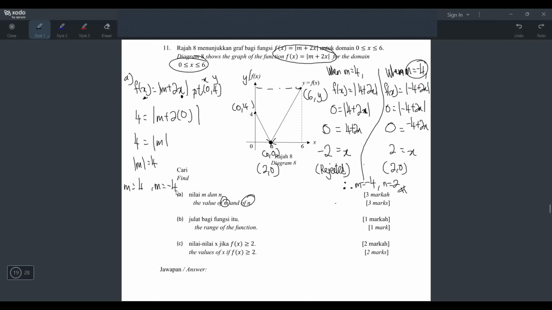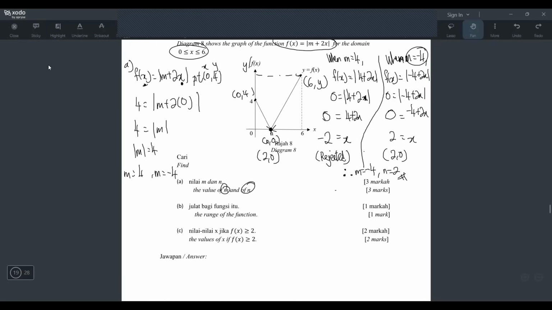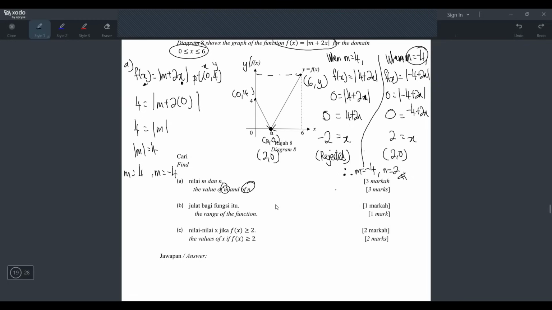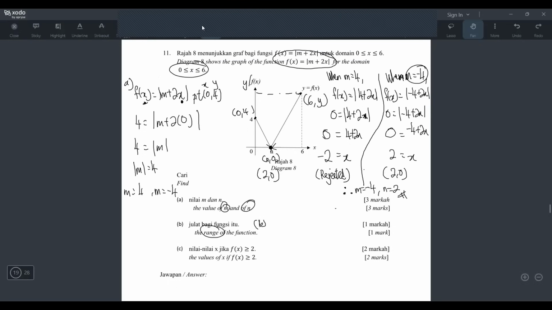So I hope you understand my explanation for A. Now we can do B. B is very simple, so I'm just gonna write it here. It's just 1 mark only. So they say find the range of the function. Do you remember they gave us the domain? The domain is 0 until 6. Yeah, because that's the x-axis range, 0 until 6.